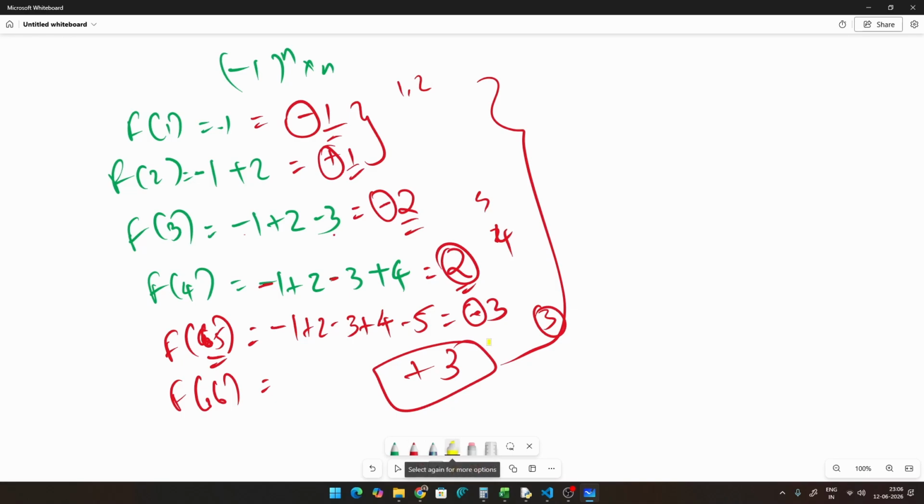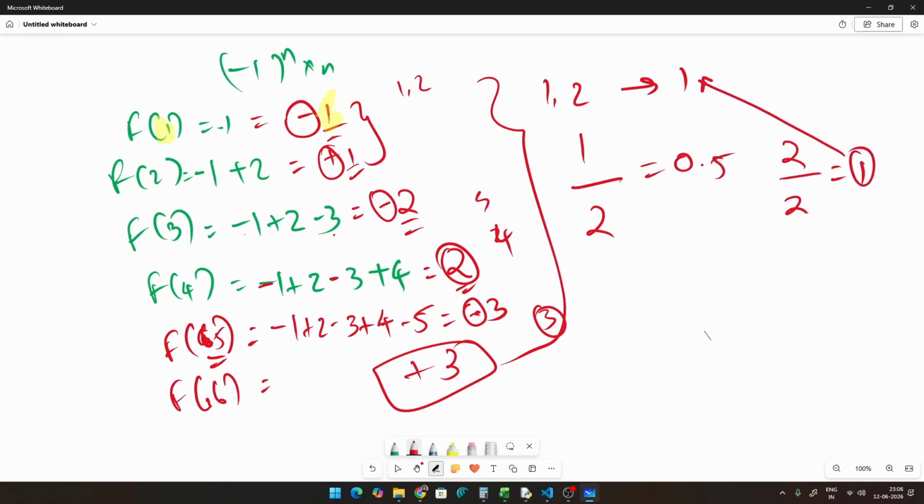Now, how do you arrive at this number from the input? Let us try to deduce that. It's very simple: when the input is 1 or 2, the answer magnitude is 1. What does that mean? Let's try to divide the number 1 by 2, and you'll get 0.5. Let's divide the number 2 by 2, and you get 1. So the results for 1 and 2 are not equal, since 0.5 and 1 differ.